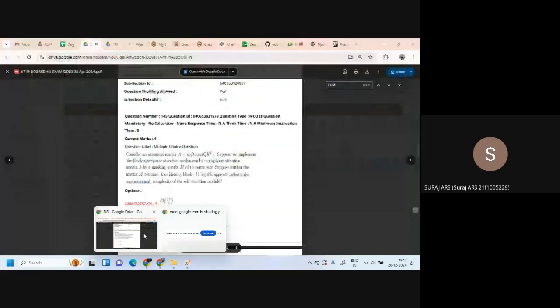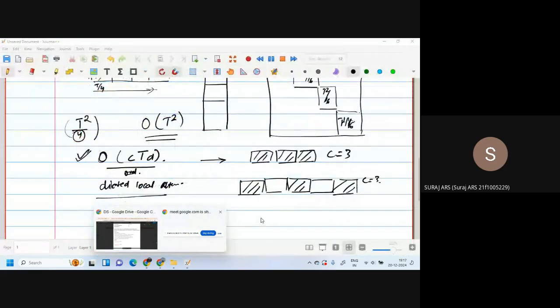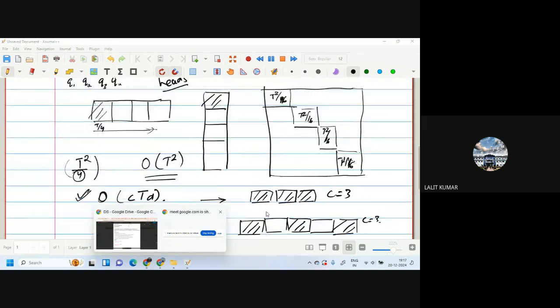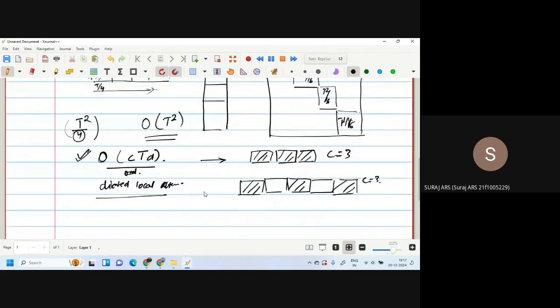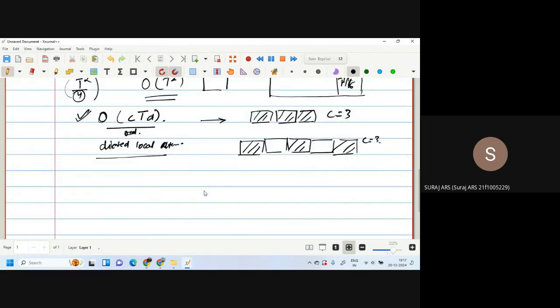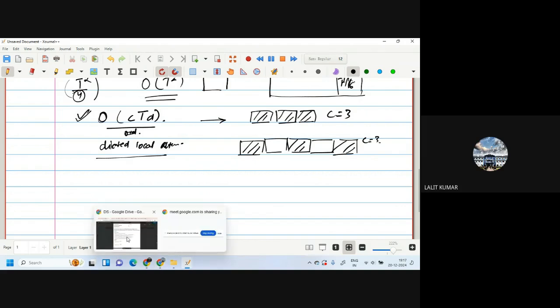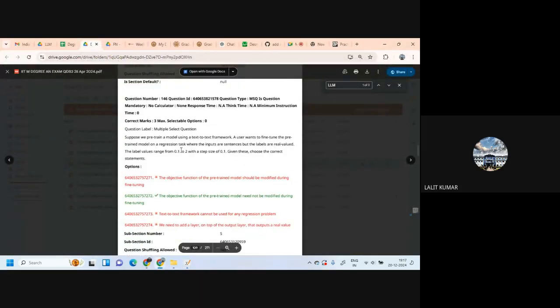It should be T square by 16, right? Not T square by 4. If you add on all this, so this we had calculated for one, second, third. We need to add all this. Okay, got it. Fine. Okay. Now we go to another question. So this is correct. Okay, this is the question.